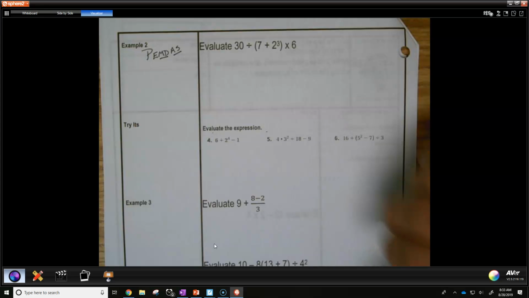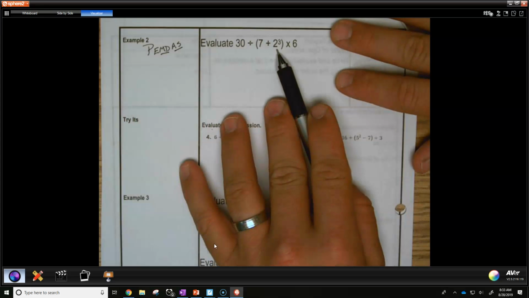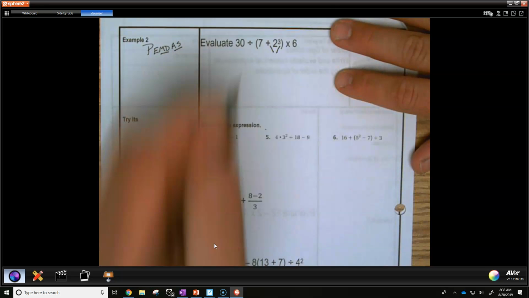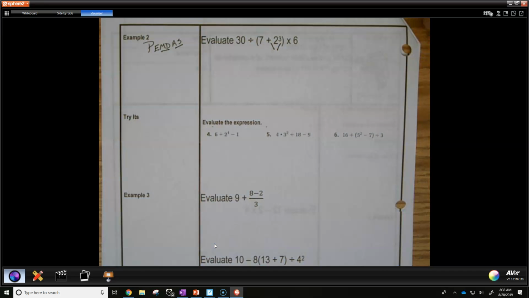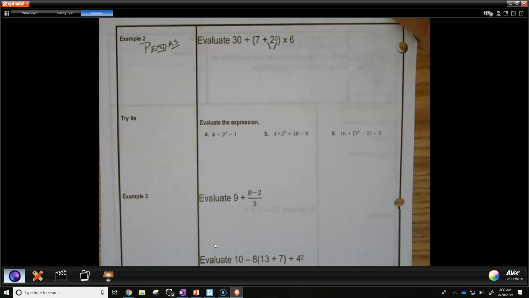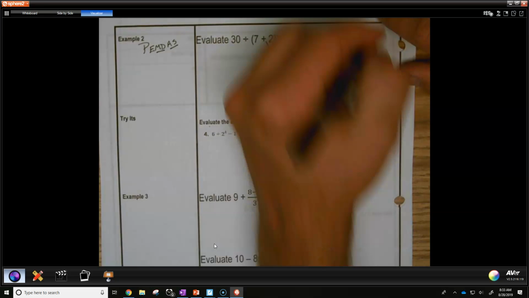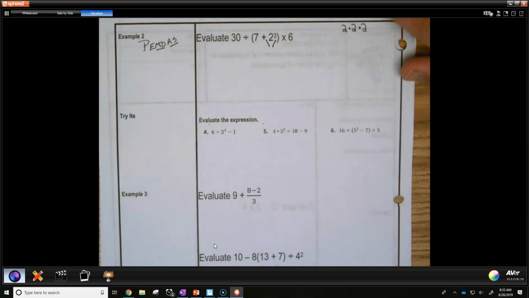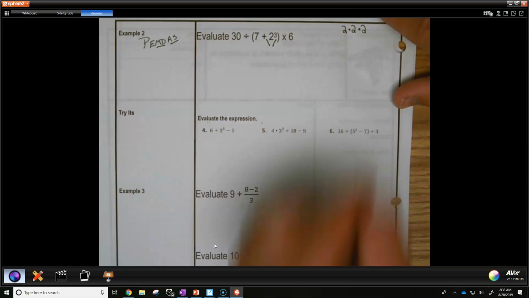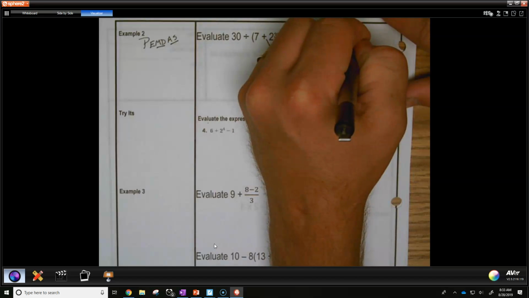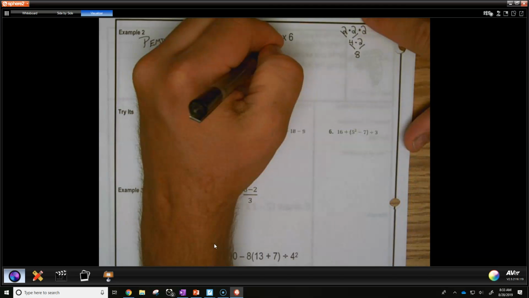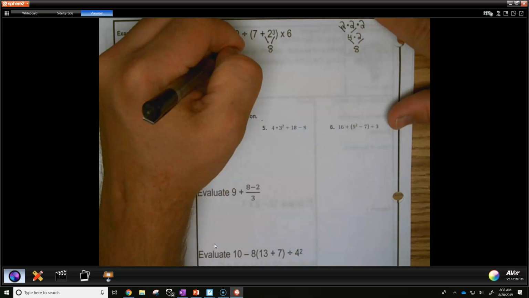Okay, PEMDAS, parentheses. They're right here. Exponent. So the way I will do this one is, I'm going to filter only 2 to the third power. Now, remember, we talked about you can show your work as much as you need. 2 to the third power means 2 times 2 times 2. So that is 4, 8. So when I filter this down, I get 8. And I rewrite my problem.